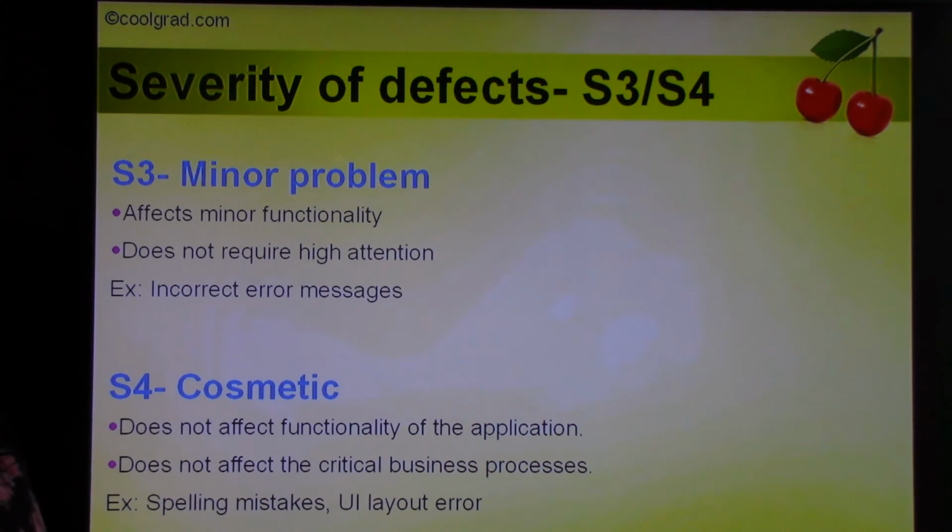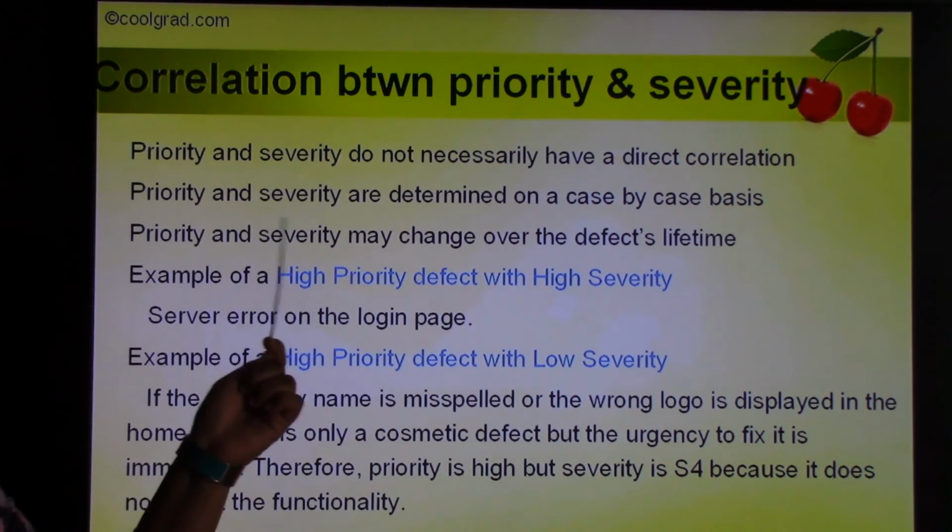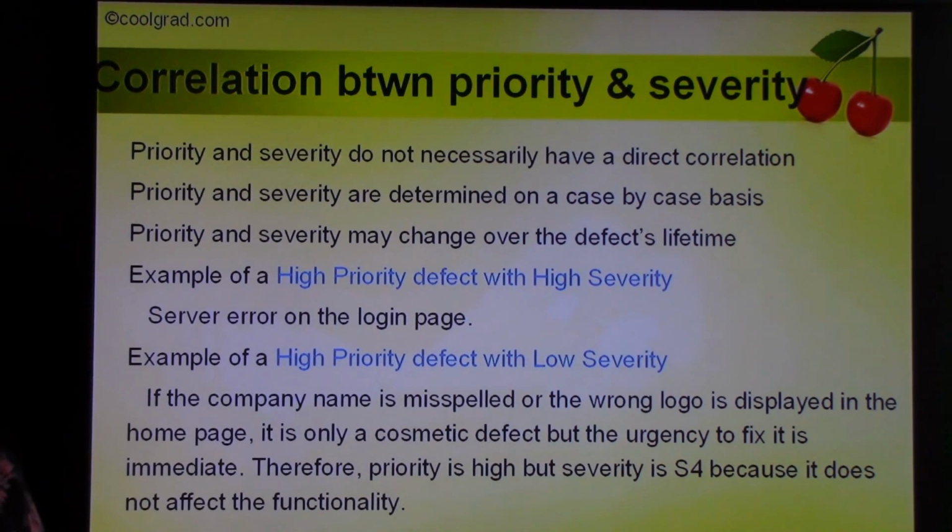Now we're going to look at some interesting examples of correlation between priority and severity, and we're going to see sometimes they're not correlated at all, and this is interesting. So priority and severity may not really have a direct correlation all the time. Priority and severity are determined on a case-by-case basis. Priority and severity may change over the defect's lifetime.